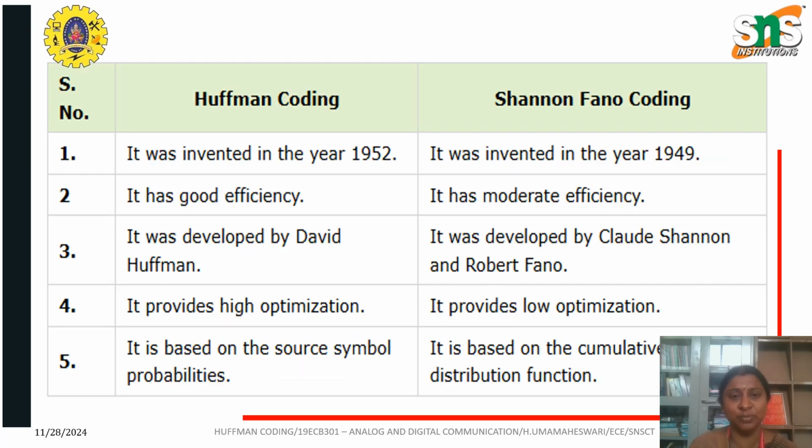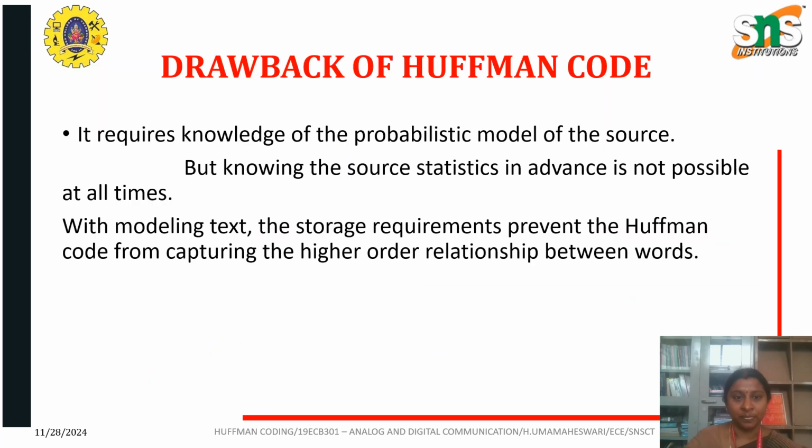The main difference between Huffman and Shannon coding is that Huffman has good efficiency when compared to Shannon coding, and it has high optimization when compared to low optimization. Huffman is based on the source symbol probabilities, whereas Shannon is based on the cumulative probability distribution function.